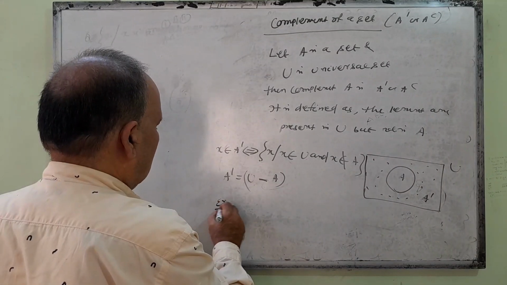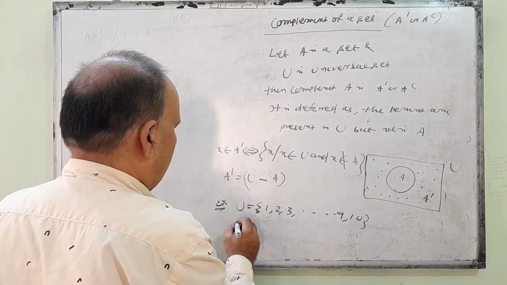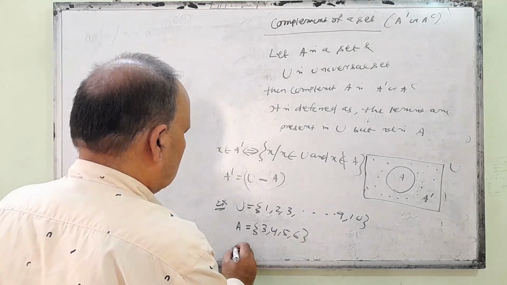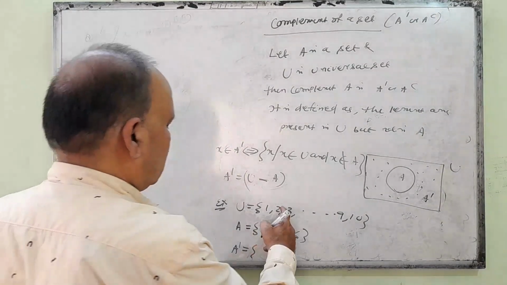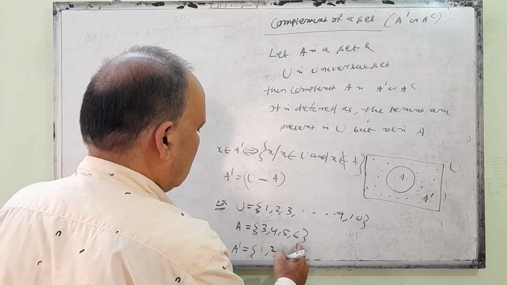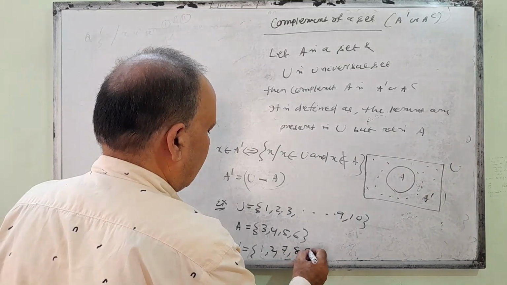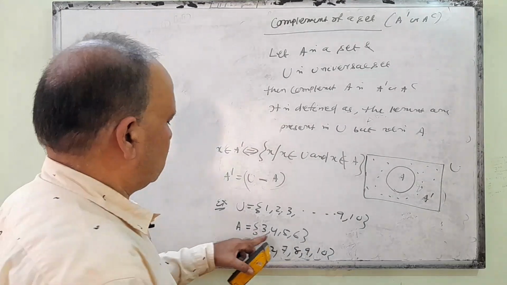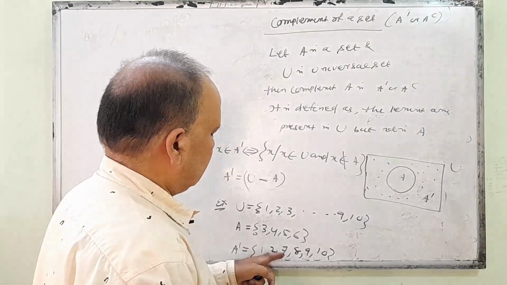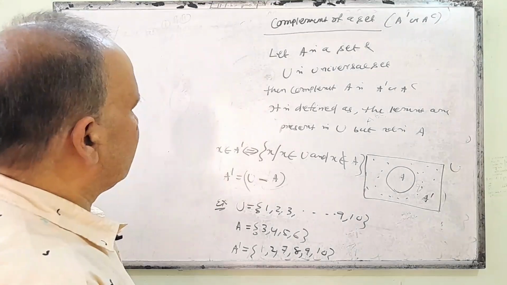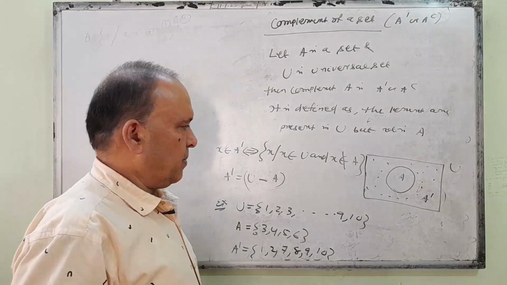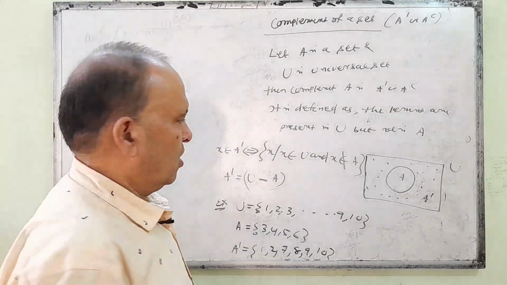So for example, suppose A is equal to 3, 4, 5, 6. So A dash is equal to, you subtract this set from the universal set, we can write 1, 2, 7, 8, 9, 10. You remove these elements only, so you can get the rest of the set. A dash is equal to 1, 2, 7, 8, 9 and 10. This is the complement. The complement means the elements are present in U but not in A.